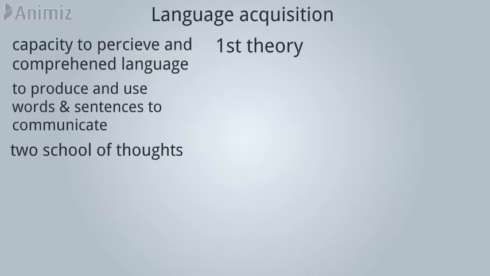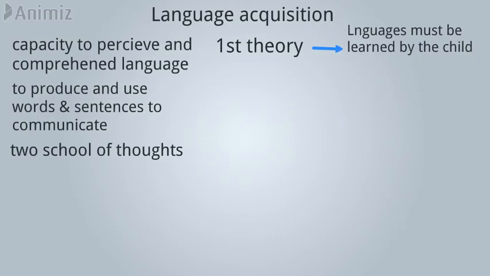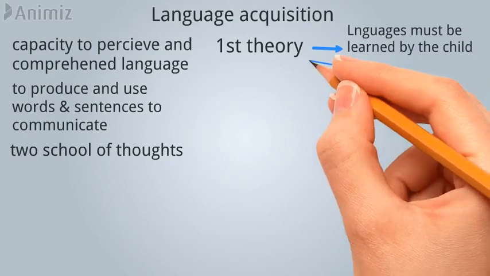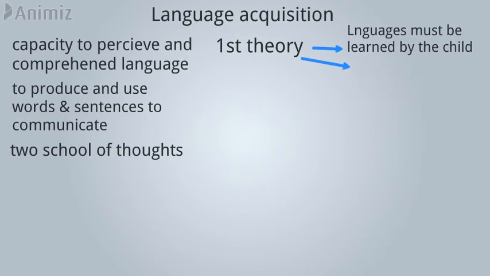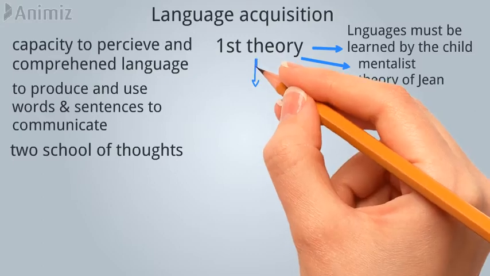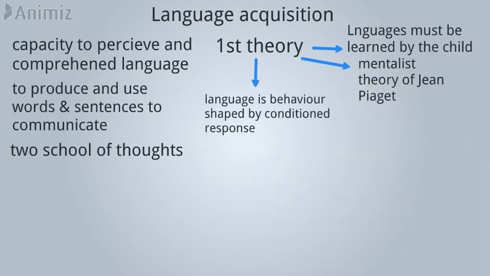First theory. The first theory states that all language must be learned by the child. The view that language must be learned was especially popular before 1960 and is well represented by the mentalist theory of Jean Piaget and the empiricist Rudolf Carnap. Likewise, the school of psychology known as behaviorism puts forth the point of view that language is a behavior shaped by conditioned response, hence it is learned.